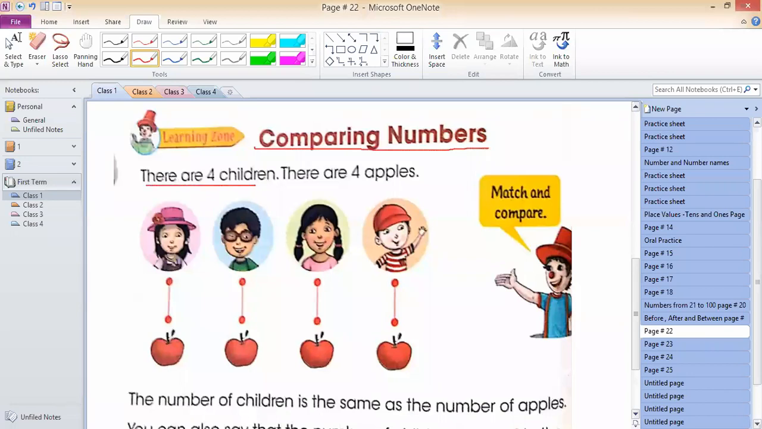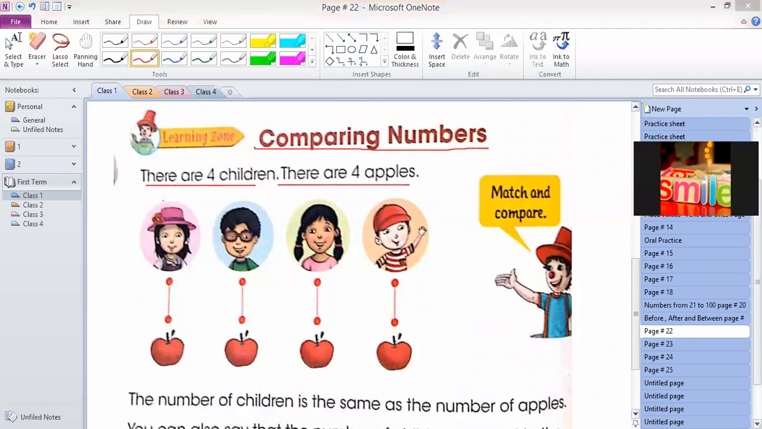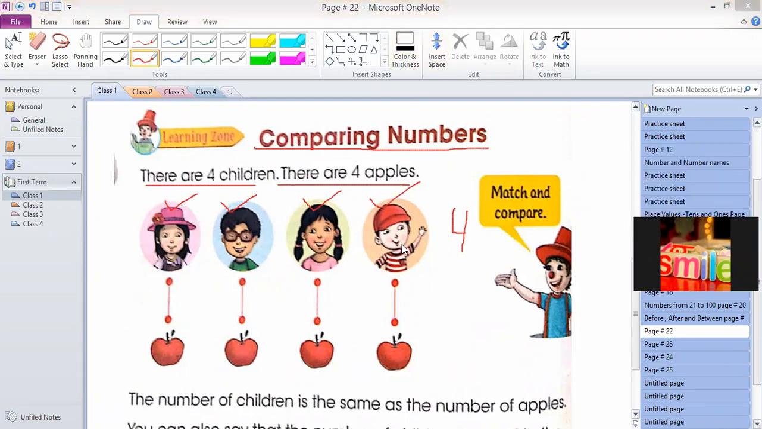Look, there are 4 children and there are 4 apples. Let me count the number of children, guys. This is 1, 2, and 3, and 4. Yes, there are 4 children. How many children are there, guys? 4. Very good. Now I will check the apples.